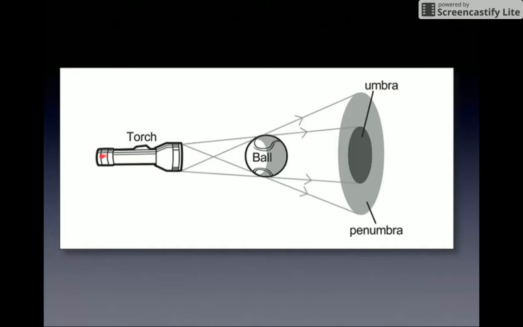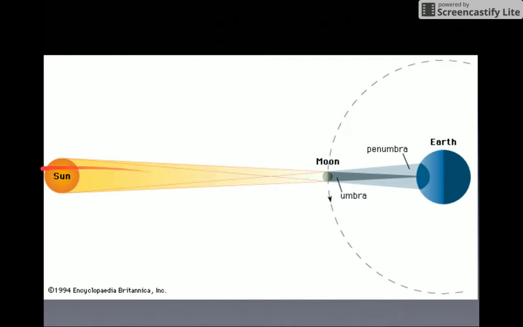So think about this. If you have a flashlight on a ball, this is a wall. You see the dark shadow, then you're going to see lighter shadows around it. That's umbra and penumbra. And this is what happens with the eclipse as well. The sun is the flashlight, the moon is the ball, Earth is that wall, and then it causes the umbra, the dark one, and the penumbra, the lighter one.